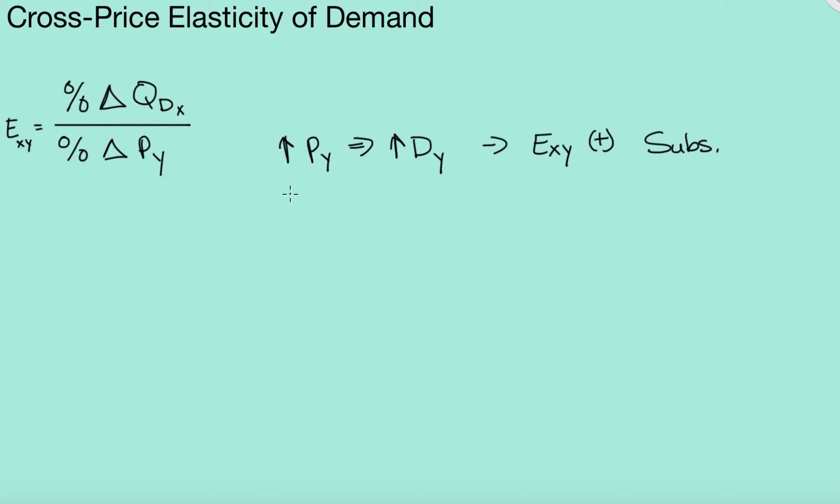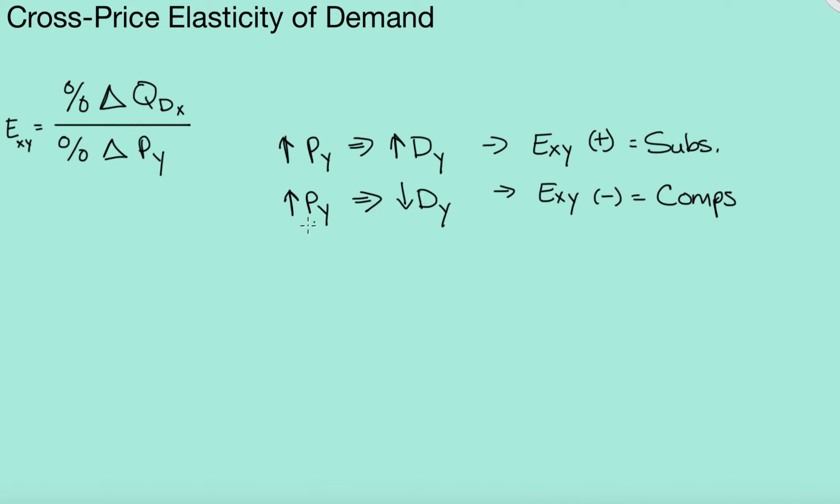Now if the price of good X goes up, and that causes consumers to buy less of good Y, that means that the cross-price elasticity is obviously a negative, because you'd have a positive down here on the bottom, a negative divided by a positive, which is going to give you a negative number. So that means that these are going to be our complementary goods.